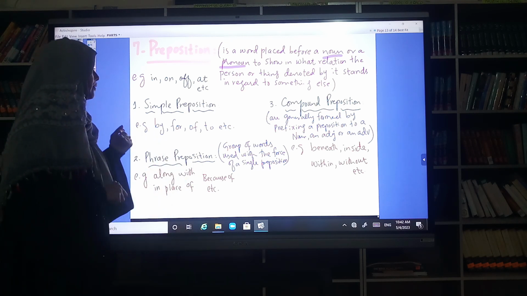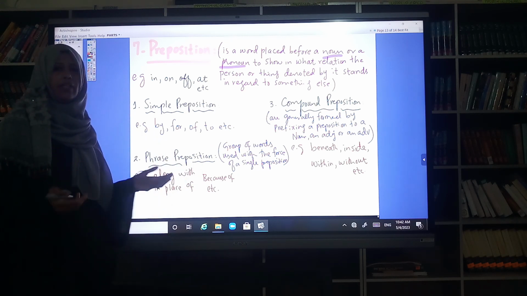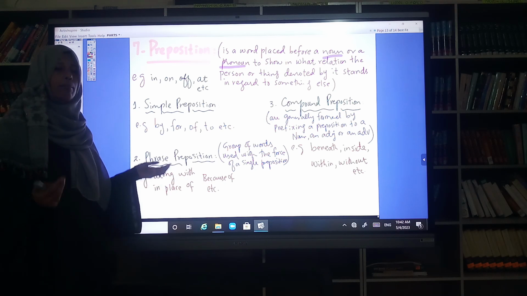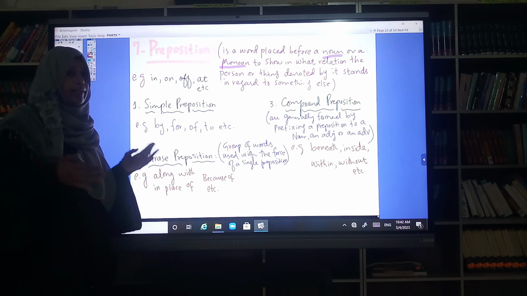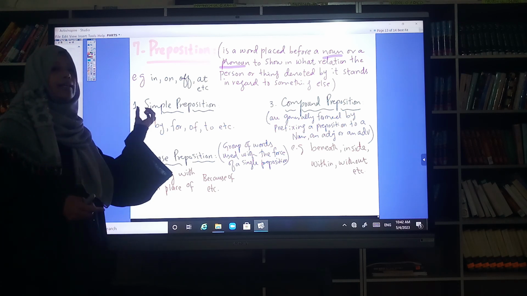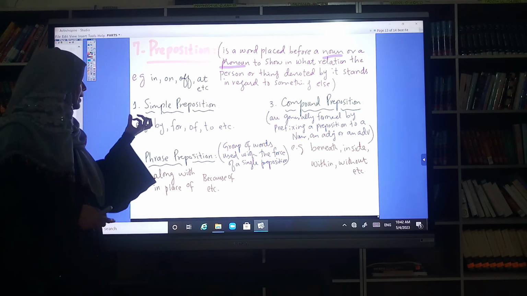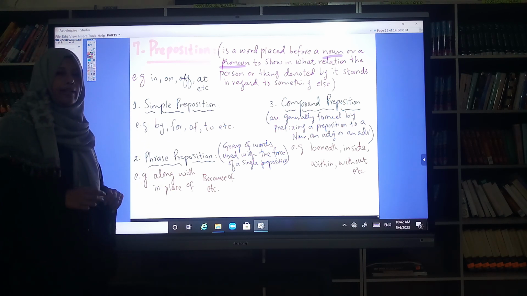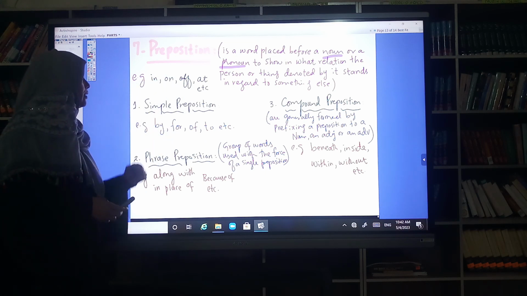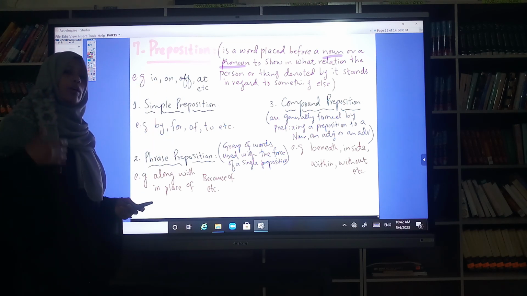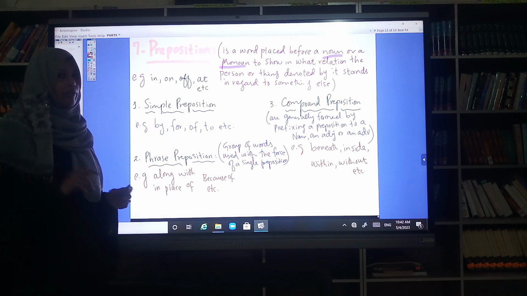Now it has three types, but in the paper they are given in the form of blanks. But overall, as we are discussing the types of parts of speech, that's why we will discuss these types also. In the first place, it has a simple preposition, for example by, for, of, to, or you can see here in, on, off, at, etc.